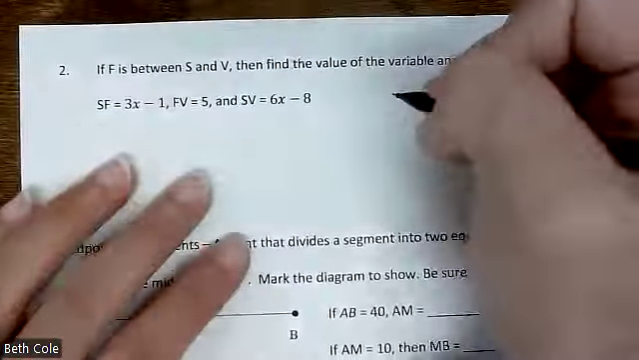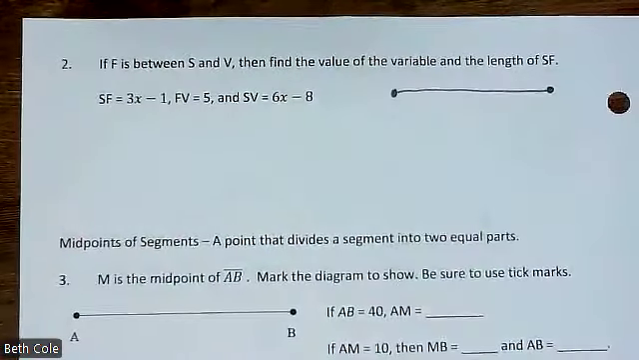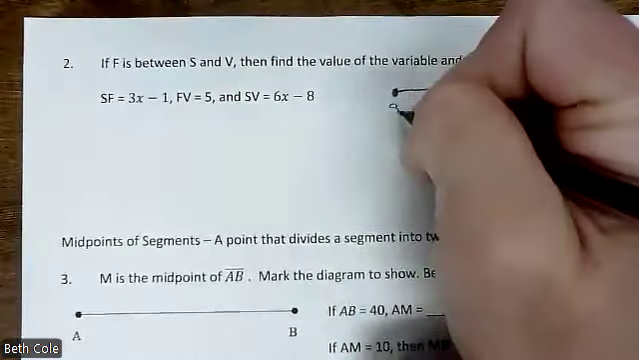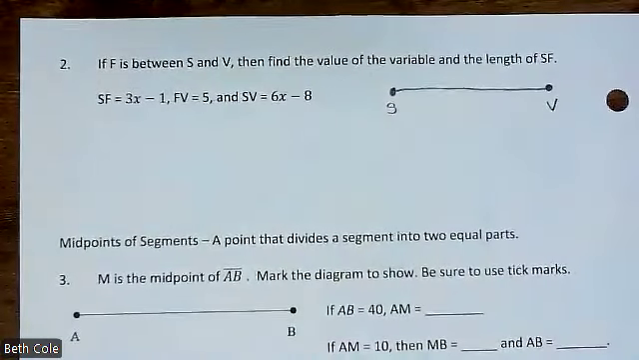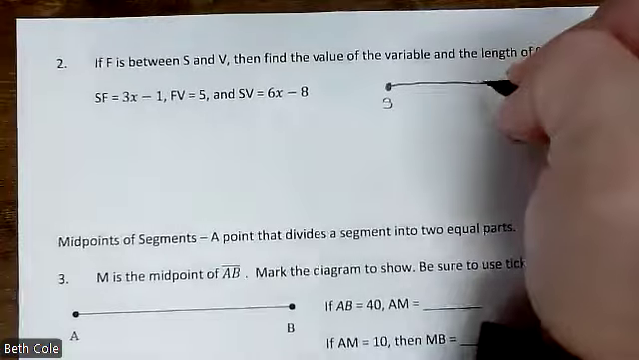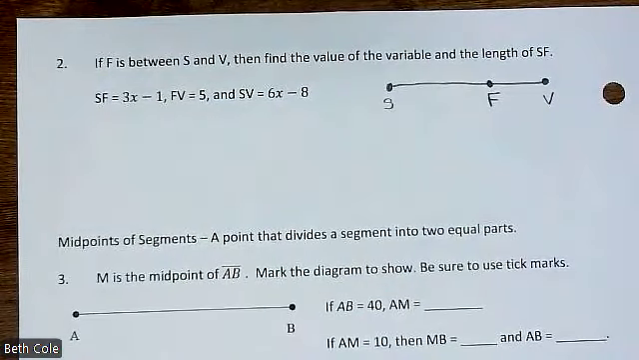This one we're going to have to draw ourselves. So draw yourself a little segment, and we're going to have to label it. So it says F is between S and V. So this is S, this is V. It does not say where F is. It's just somewhere in between. So just put it on there. I don't know exactly where it is, and the picture is not to scale anyway. We're not getting out a ruler and measuring it or anything.